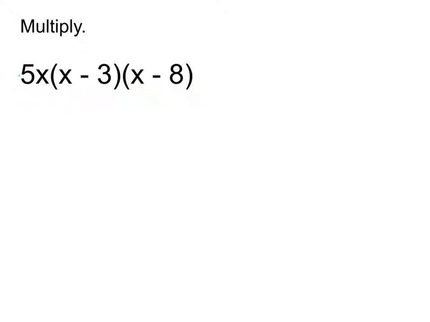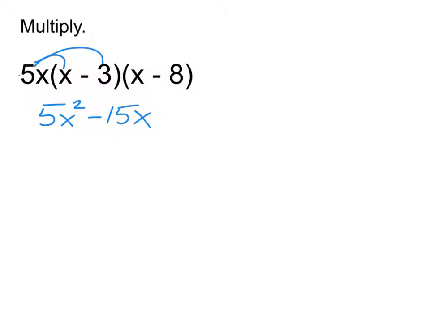Now, just for the sake of being coherent in order, I'm going to multiply the 5x and the x minus 3 first. But it's really an arbitrary choice. You could actually multiply the parentheses together first if you wanted, or something like that too. So let's go ahead and do that here. I'm going to distribute the 5x to both terms there, and that's all that's happening right now. So that becomes 5x squared minus 15x.